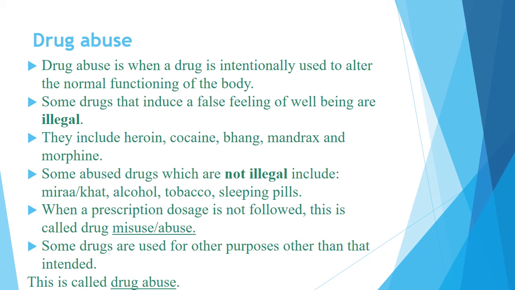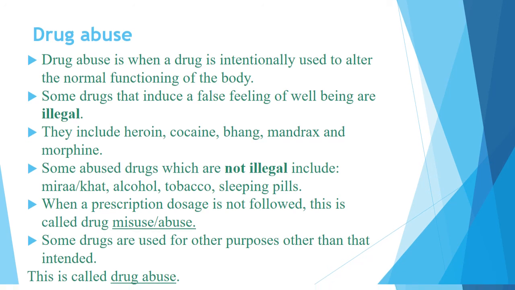So you'll realize that most of these drugs, we defined them in primary school and we said that they are hard drugs. And then we have some commonly abused drugs that are not illegal but are still drugs. For example, miraa, alcohol, tobacco, and sleeping pills. When you say sleeping pills, we mean something like Piriton. So when a prescription or dosage is not followed, that is what we call drug misuse or drug abuse. Some drugs are used for other purposes other than what is intended, and that is what we have defined and said it is abuse.